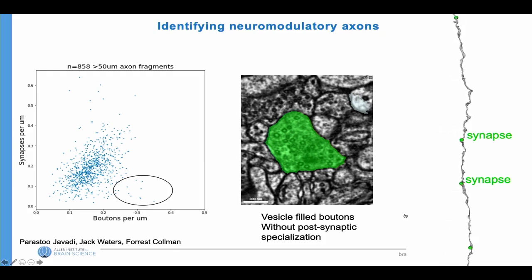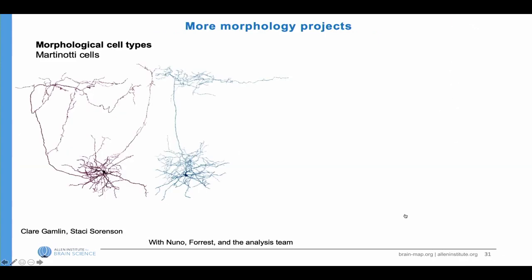Another example is a study that Parastu and Jack are doing with Forrest to look at the morphology of neuromodulatory axons. Impossible needle in a haystack, but with the database you can plot boutons per millimeter versus synapses per millimeter. In the lower right-hand corner, you see lots of boutons but very few synapses, and those turn out to be the neuromodulatory axons that they're able to study wholesale. We have another study with Claire and Stacy on the morphology of Martinotti cells.